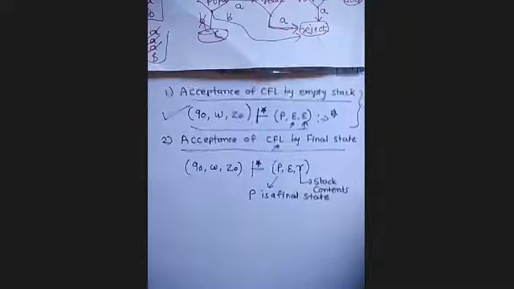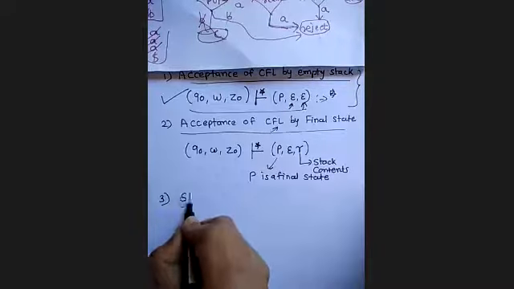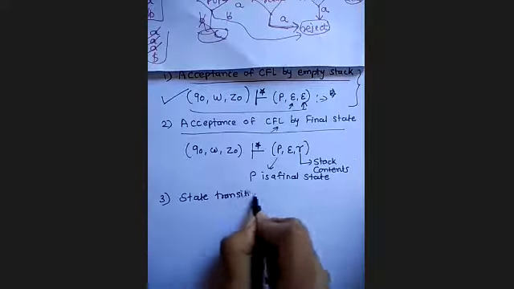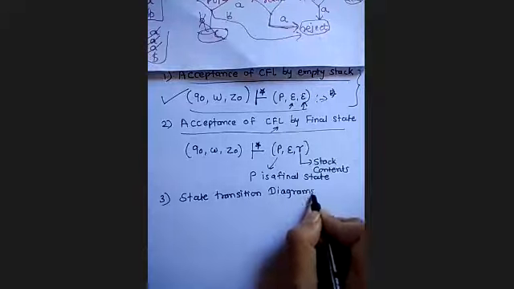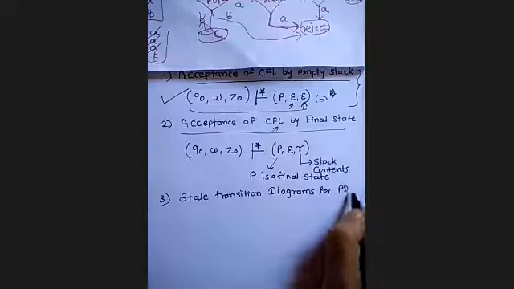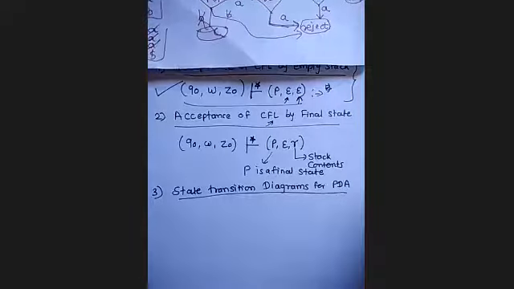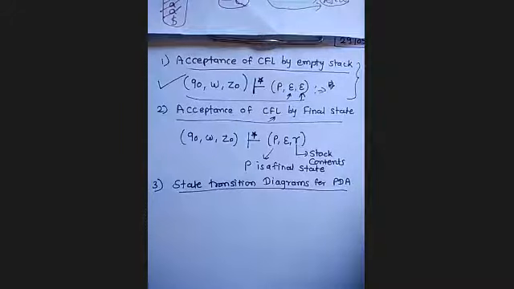So that was related to acceptance. Next point: state transition diagrams for the PDA. Already we have seen state transition diagrams for finite automata. In this case we have drawn the flowchart, but it is also possible to draw the state transition diagram for the PDA. So in that case, how do we show the transitions here?